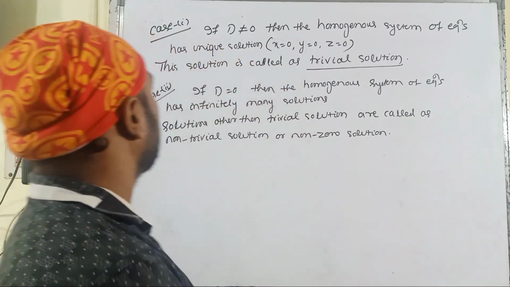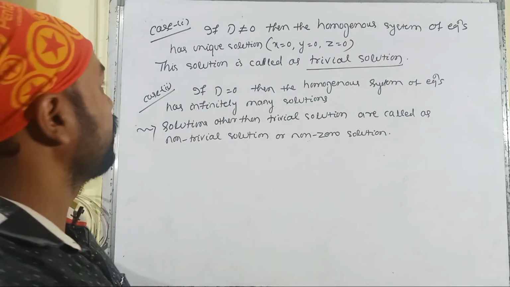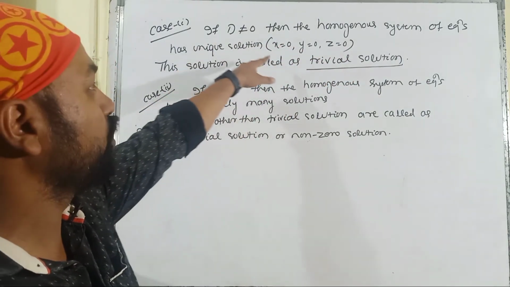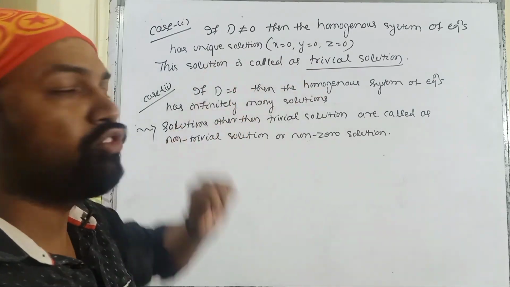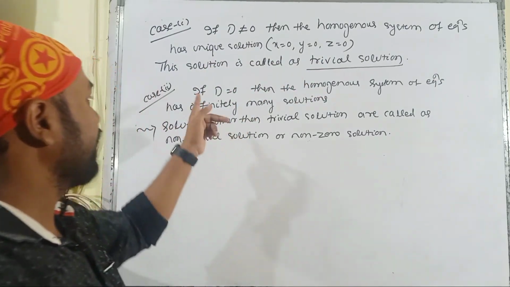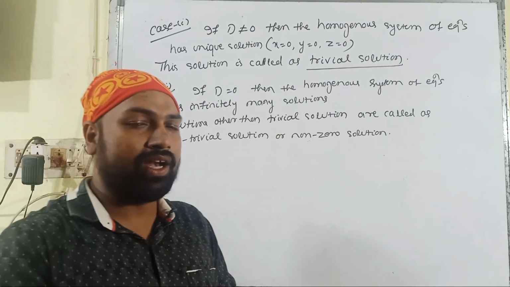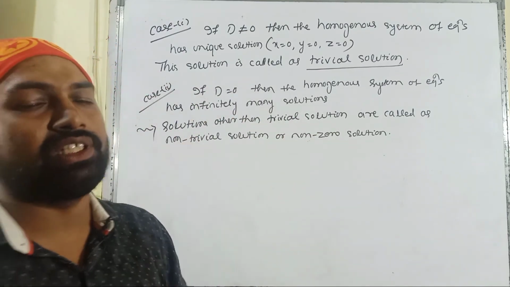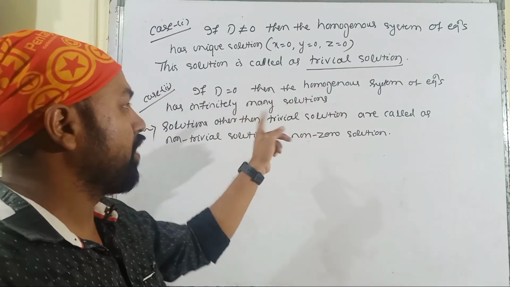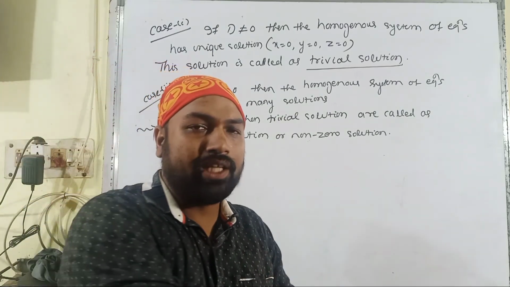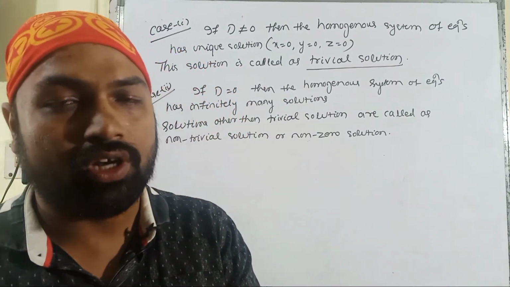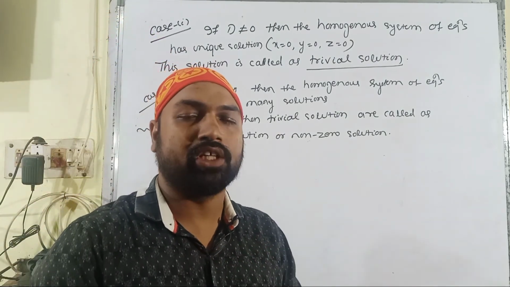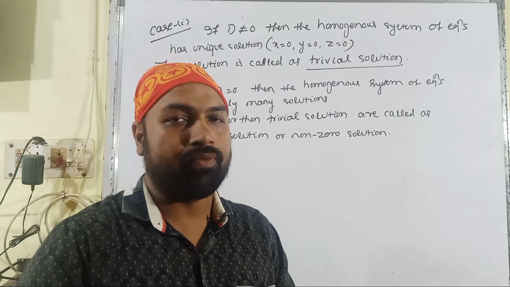So let us discuss the two cases of the system of homogeneous equations. If D not equal to 0, then the homogeneous system of equations has a unique solution, that is x is equal to 0, y is equal to 0 and z is equal to 0. This solution is known as the trivial solution. In case number 2, if D is equal to 0, as earlier Dx, Dy, Dz, all four values are 0, then the homogeneous system of linear equations has infinite number of solutions. The solutions other than the trivial solution are called non-trivial solutions as well as non-zero solutions. Then let us discuss one problem based upon the homogeneous system of linear equations, and then we can conclude our video session for today.